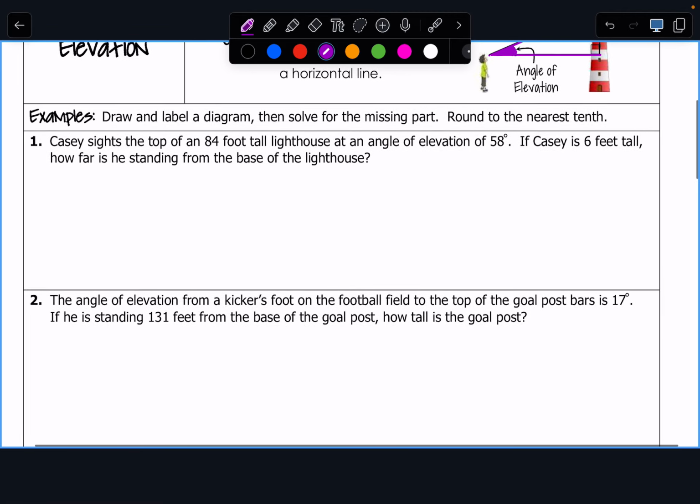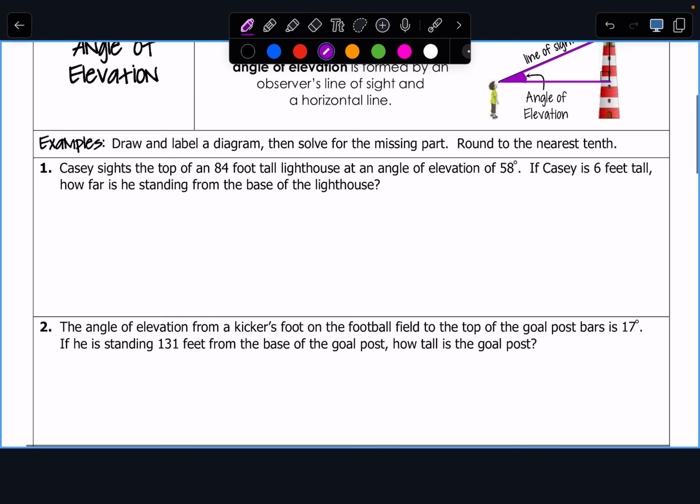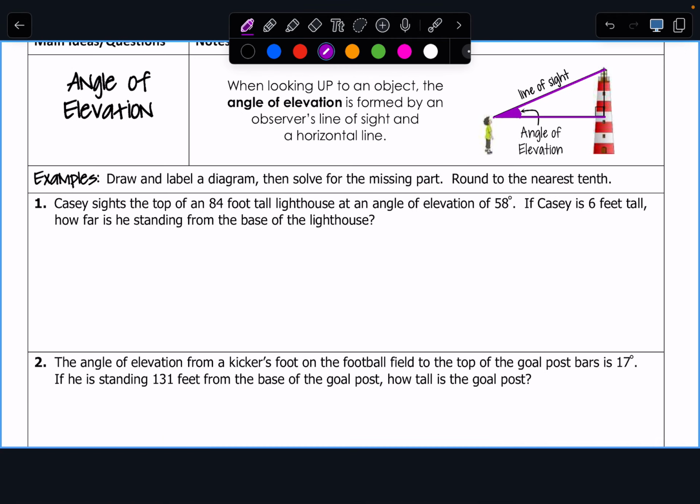So Casey sights the top of a lighthouse with an angle of elevation of 58 degrees. Casey is 6 feet tall. How far is he standing from the base of the lighthouse? So here is Casey.